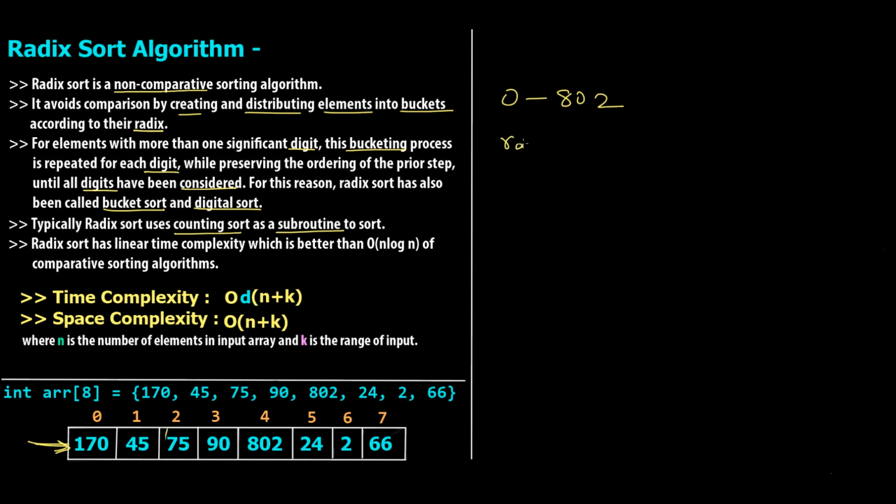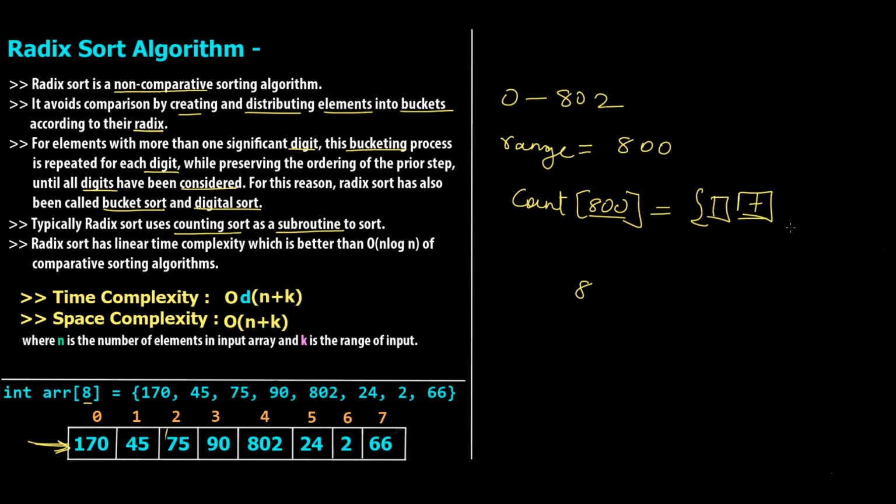So in that case, the range is going to be around 800. So the count array will have a size of 800. However, if you see the array elements, the size of the input array is only 8. So only 8 elements require a count array of size 800. So 170 will be marked somewhere, the count will go plus plus. Then there will be 45 somewhere over here, that would be plus plus. And all the remaining values, that is the 800 elements, are going to be 0.